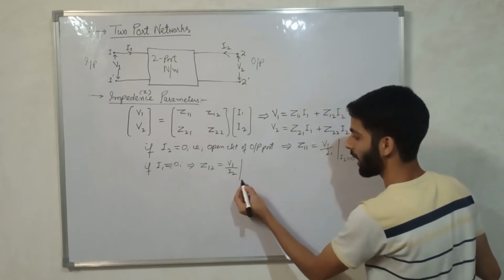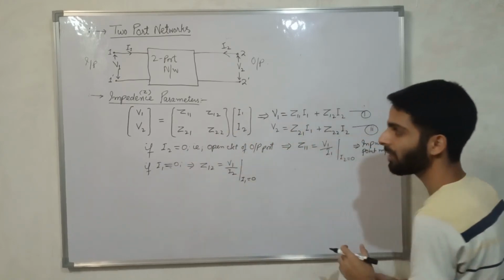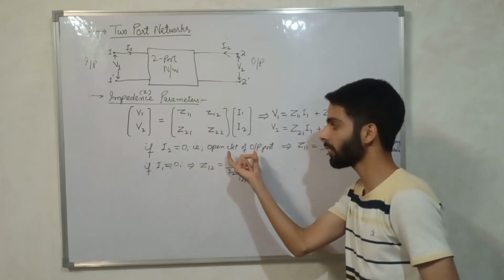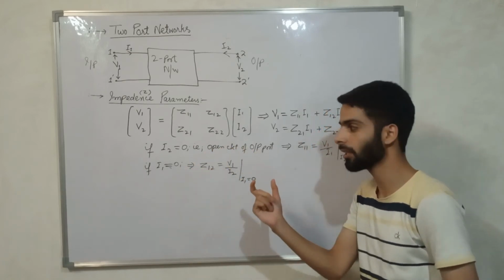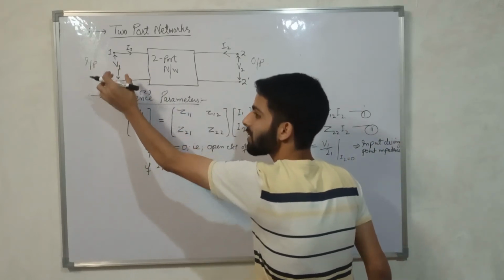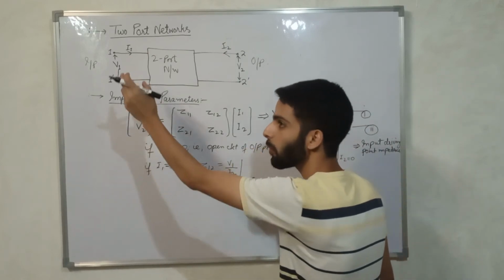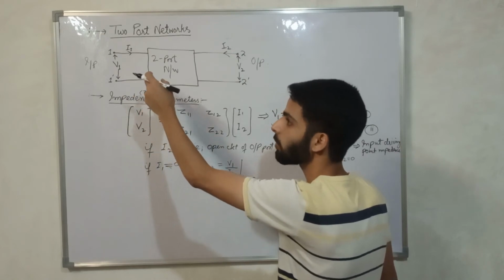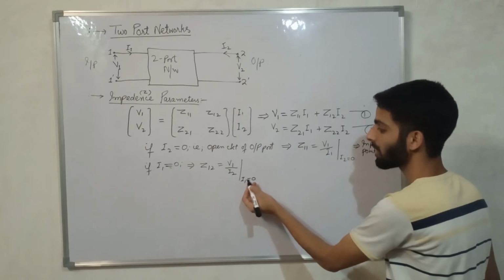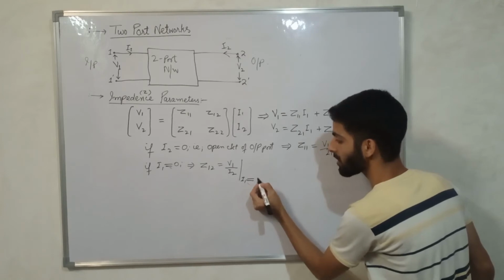We'll write it like this: I1 equal to 0. What does I1 equal to 0 mean? I have written this in the very first statement. I will not be writing open circuit over again in every expression. So remember, I1 equal to 0 means the input port is open circuited. Here the output port was open circuited; in this case, the input port will be open circuited. You may write it down in your own notebook.